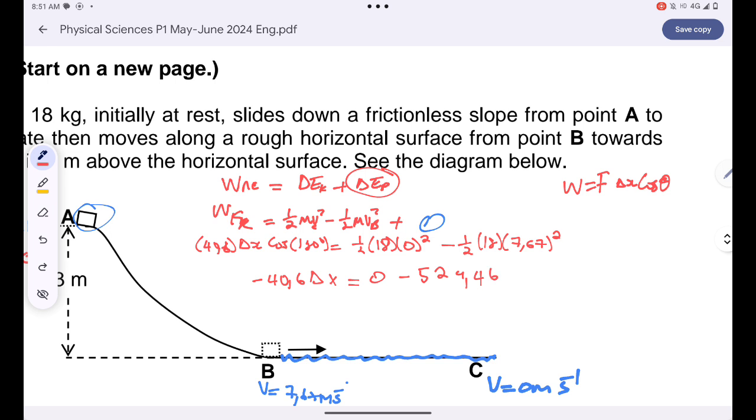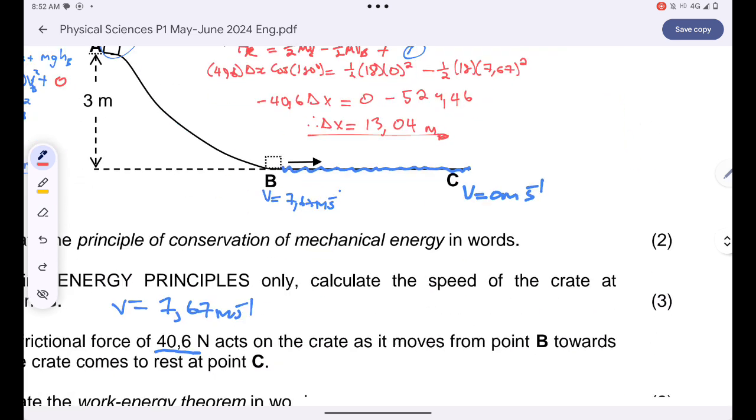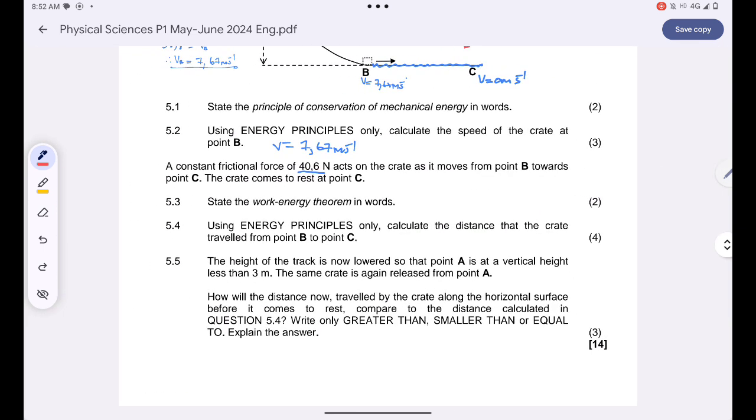Then I'll divide both sides by negative 40.6. Therefore, the displacement covered by the crate will simply be equal to 13.04 meters. Are you together? 529.46 divided by 40.6 is 13.04 meters. So the distance covered by the crate is basically 13.04 meters.